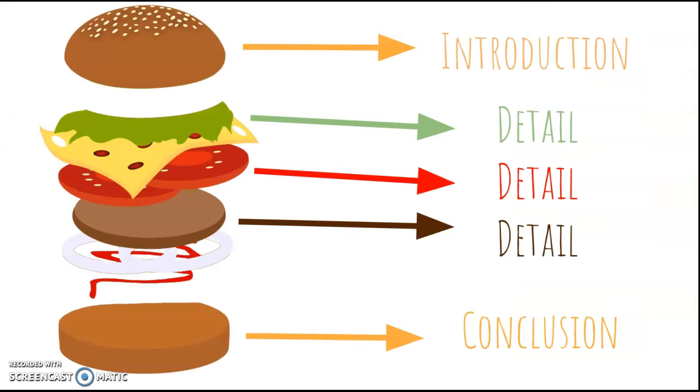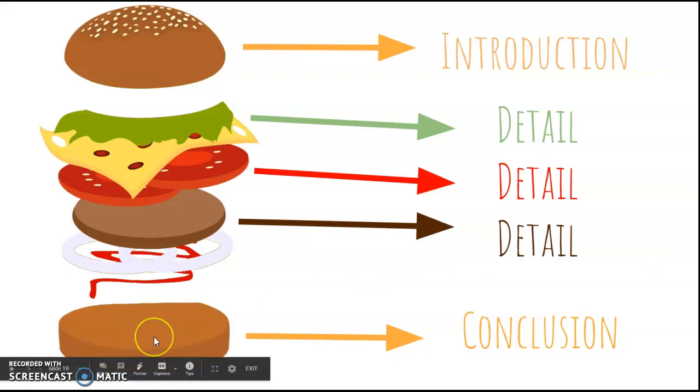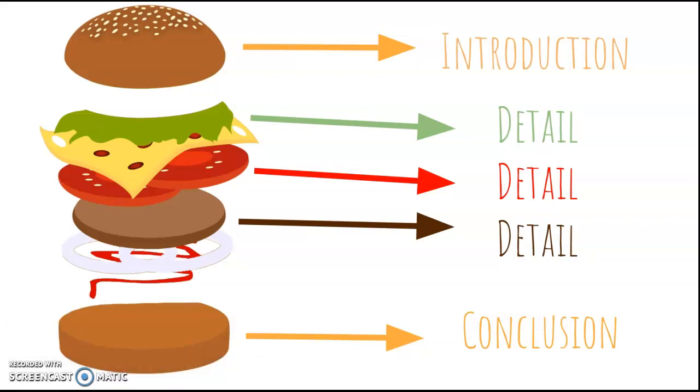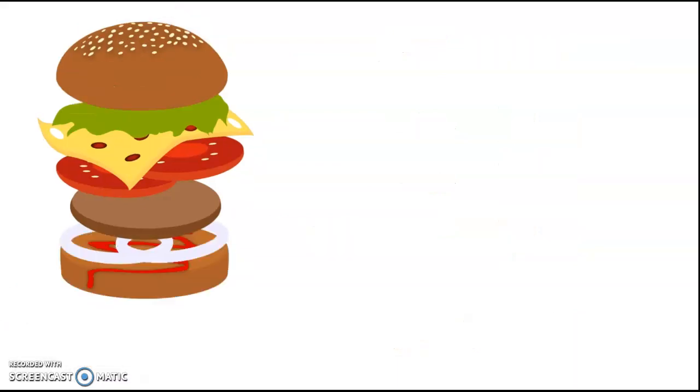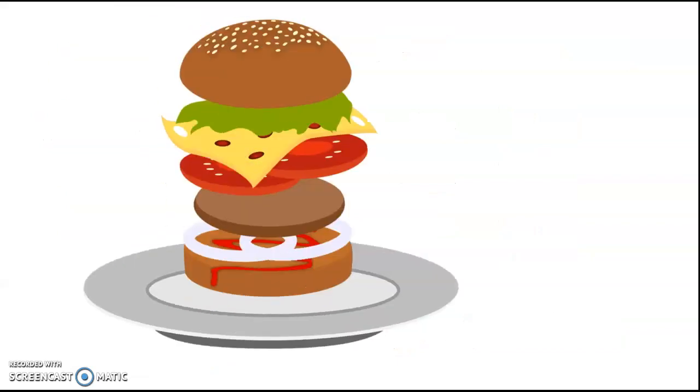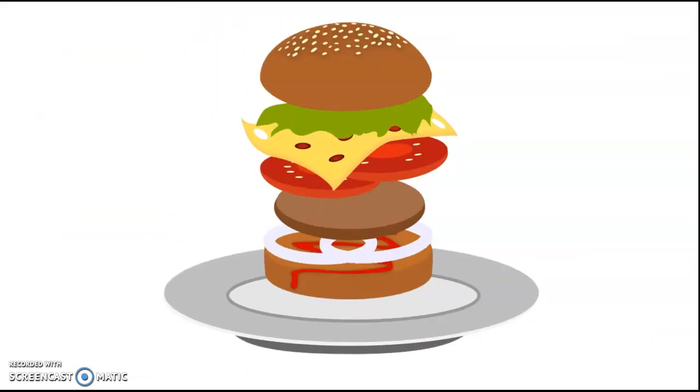Miss Peel always said an argumentative essay is like a cheeseburger. You start with your bun, which is your introduction, have all that good meaty cheesy bits in the middle, all that good detail that really gives the essay its flavor. And then there at the bottom you have your conclusion. That is one good looking cheeseburger.